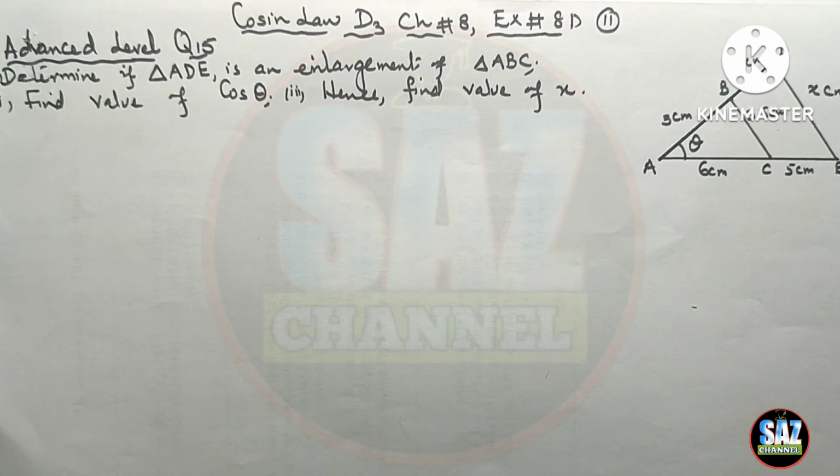This is my 11th lesson of D3 chapter number 8, exercise 8D, that is about the cosine law. What is cosine law and under what condition we have to apply the cosine law?